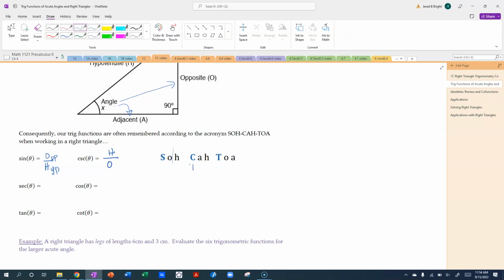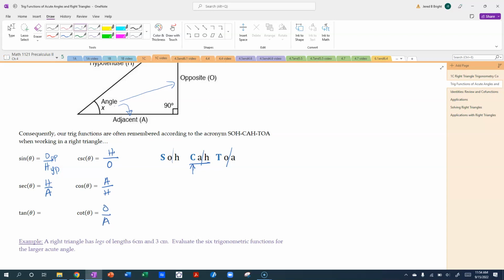Cosine is where the ka comes into play. So cosine is the ka part: adjacent over hypotenuse. And secant would be its reciprocal, hypotenuse over adjacent. And lastly, the TOA. You can probably guess by now, it's opposite over adjacent for the O and the A.